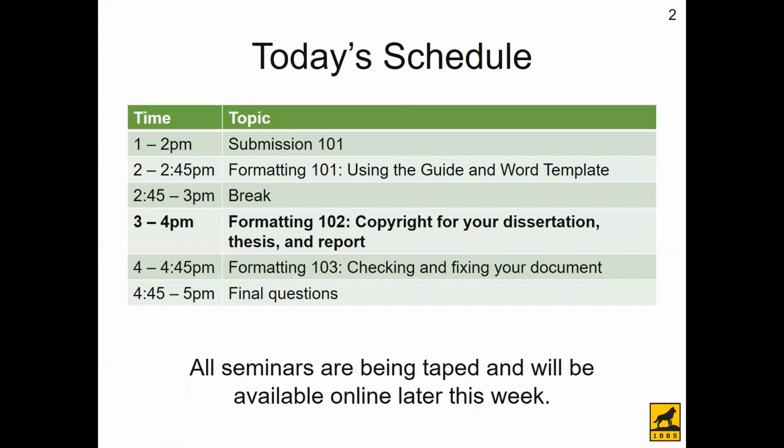So again, today we're in our third of 4 seminars. The one that follows this one will be formatting 103, checking and fixing your document. We'll look at things that you can do in Adobe Acrobat to make sure your document is right the first time, and if it's not, to check and see what types of things you can fix with it. And then we'll have some time at the end as well for any additional questions that maybe we didn't answer throughout the afternoon or that have come up to you as you have thought about things.